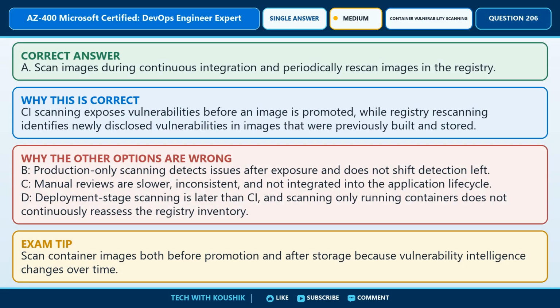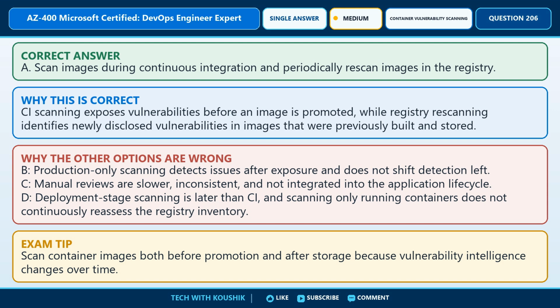The correct answer is option A. Scan images during continuous integration and periodically rescan images in the registry. Here's why. CI scanning exposes vulnerabilities before an image is promoted, while registry rescanning identifies newly disclosed vulnerabilities in images that were previously built and stored.